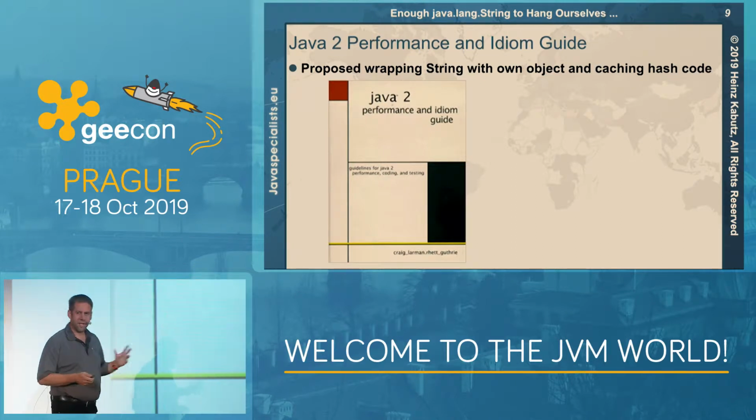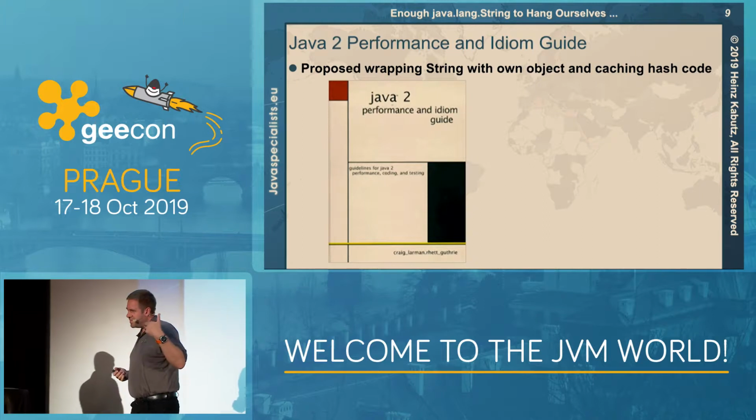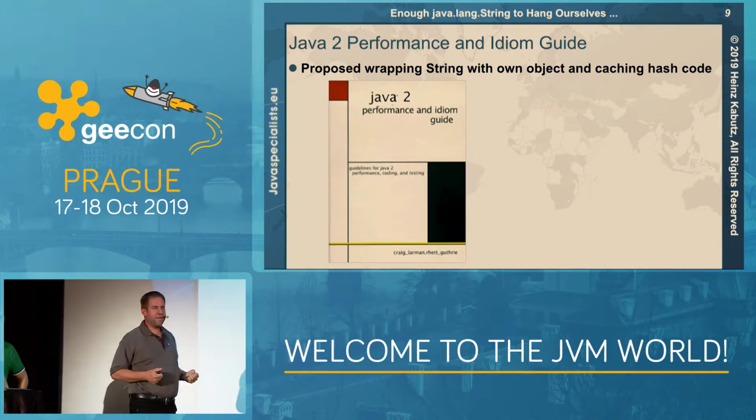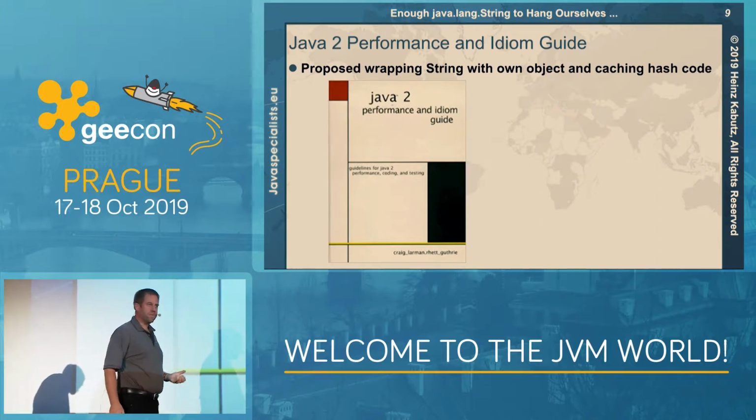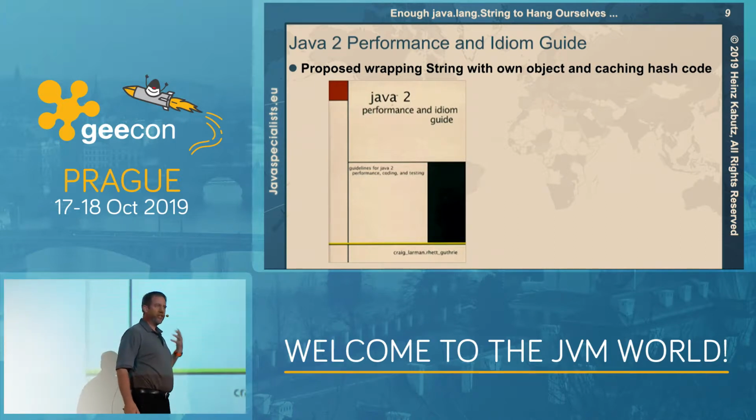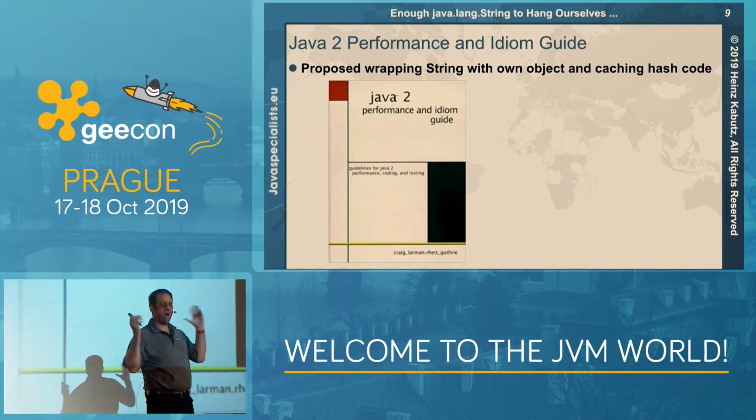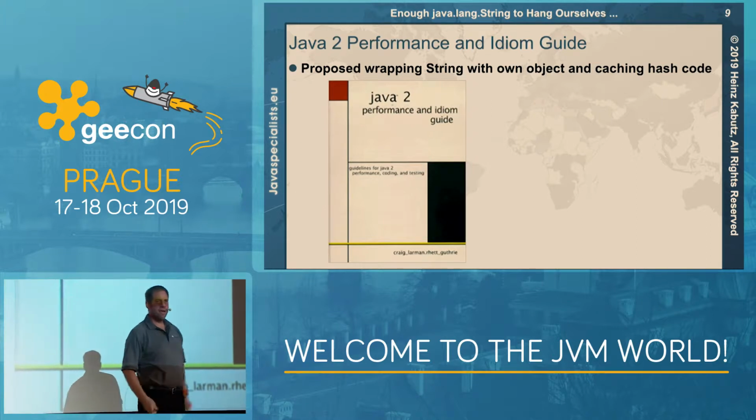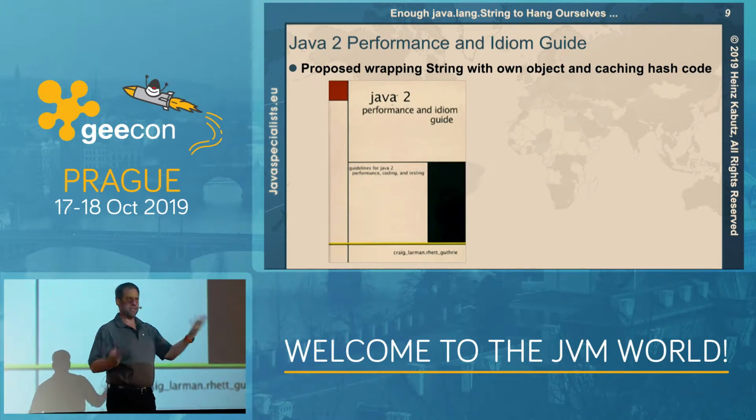Idiom guide, and the idiom guide, they had some good tips on performance. Now, the problem with performance is that it changes really quickly. So you're writing one thing, you're publishing it, and by the time your book is printed, everything's changed.